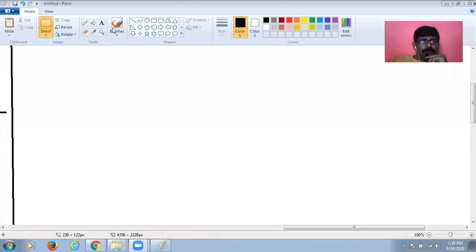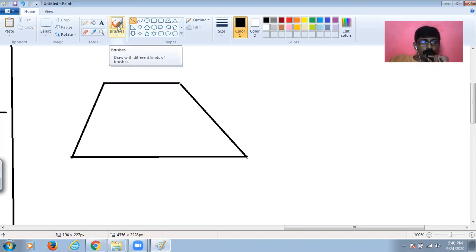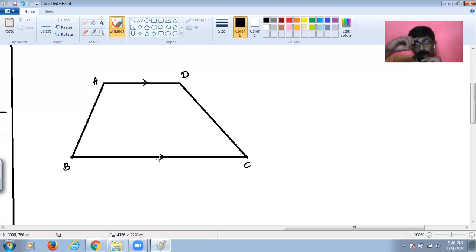So guys, there is one more very important property of trapezium we need to discuss over here. What exactly is a trapezium? So look at this. This kind of shape is called a trapezium. I hope everyone knows what is a trapezium. So in this trapezium, let's learn what is the property. Let's say ABCD is a trapezium. If ABCD is a trapezium, that means the opposite sides would be parallel.